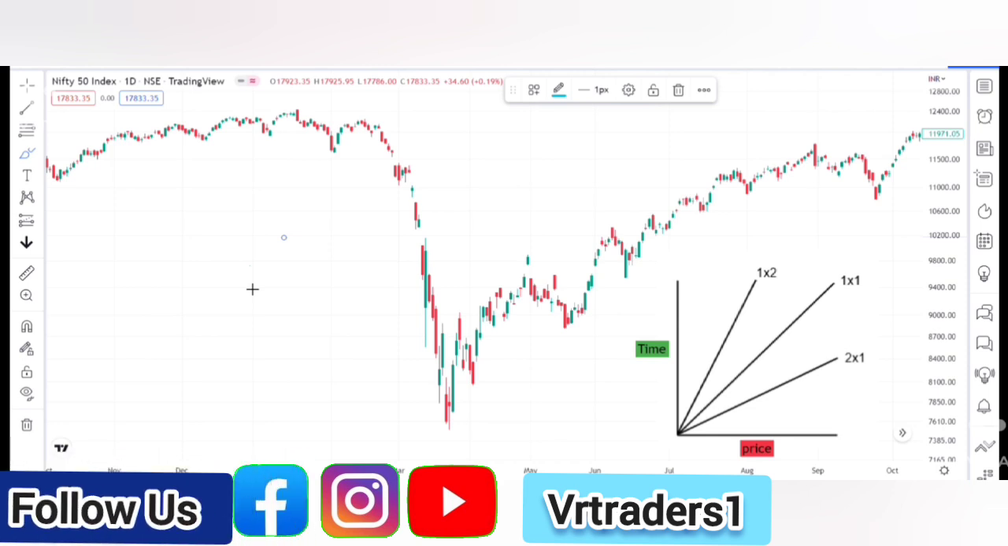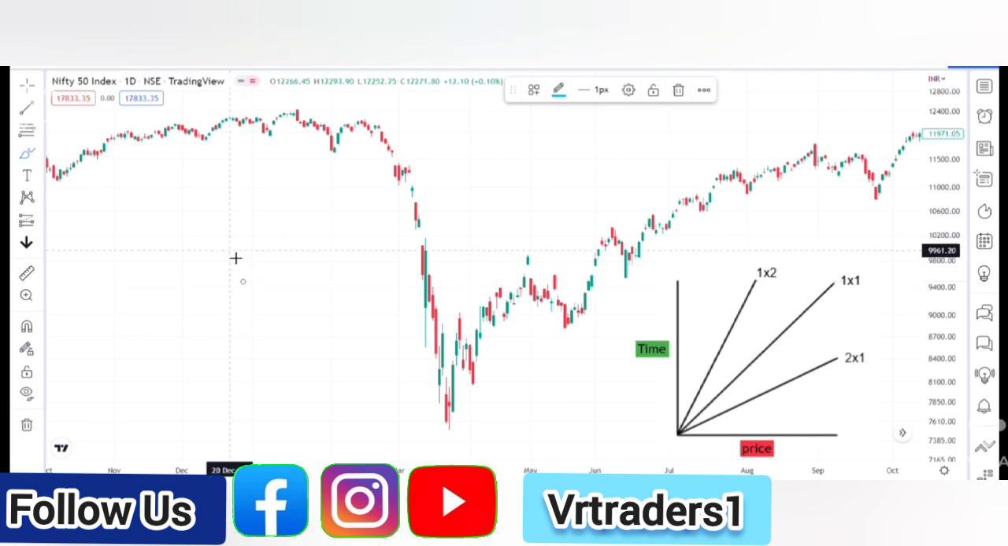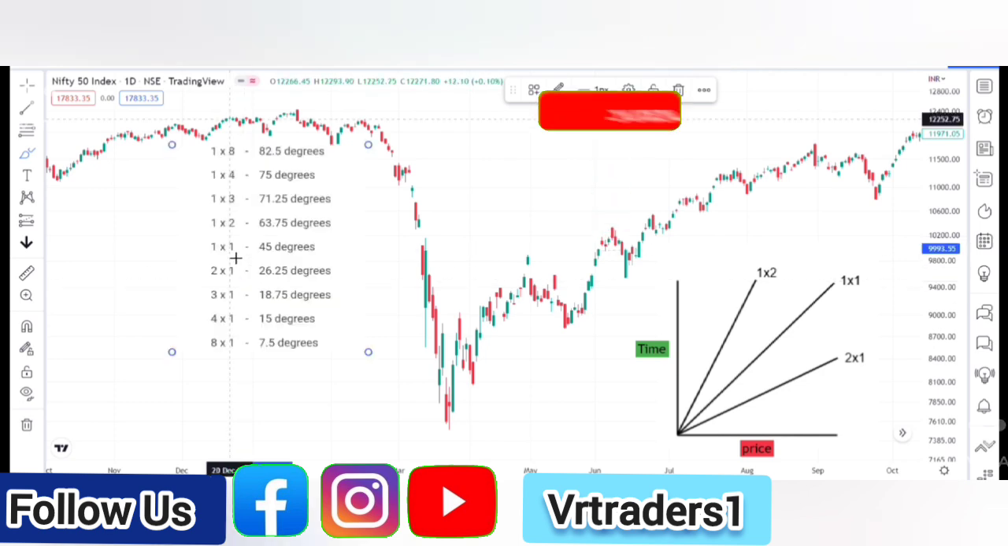What is Gann angle? In simple words, these are the trend lines at different angles which act as the measure of support and resistance to the stock market. So there are mainly 9 types of Gann angles.